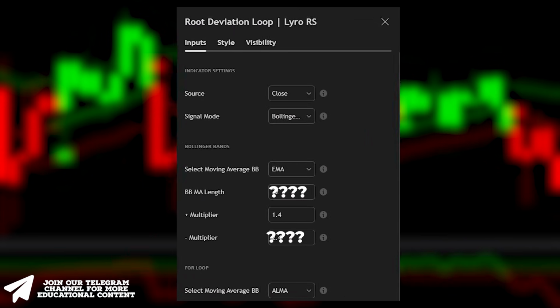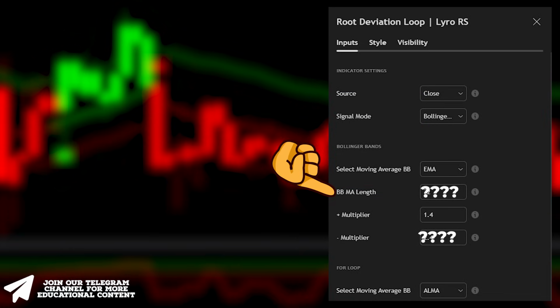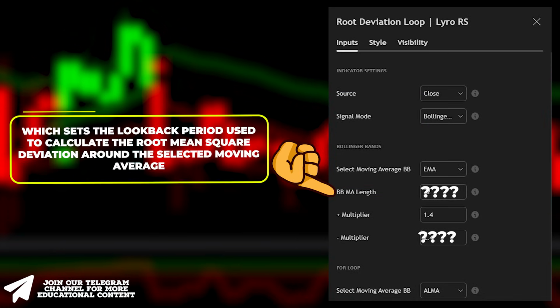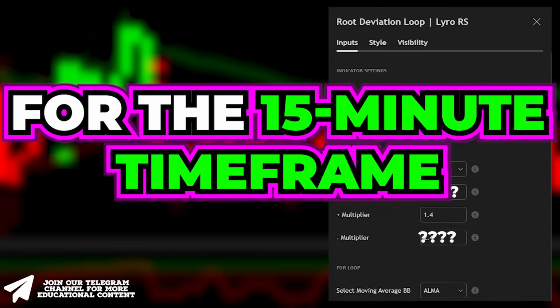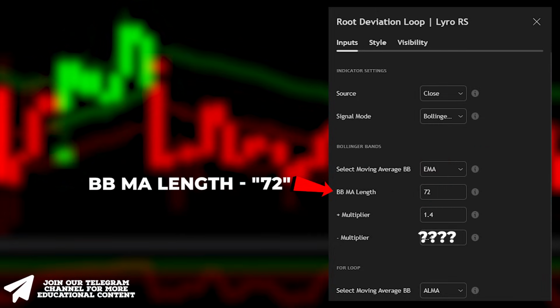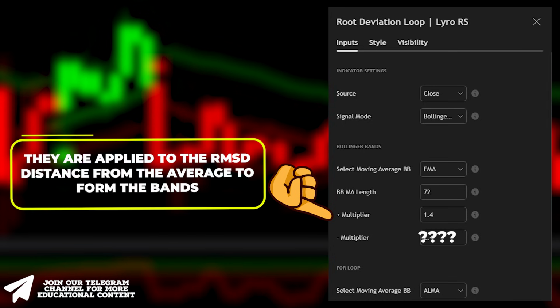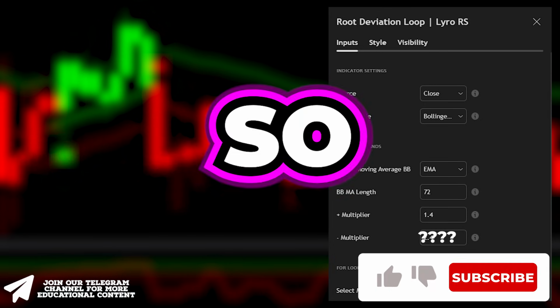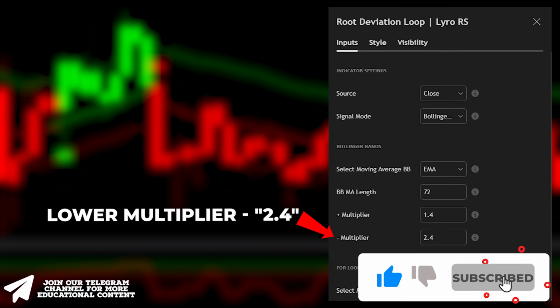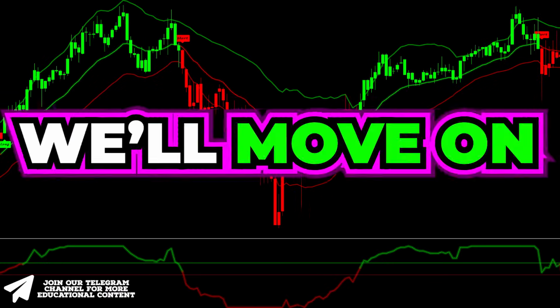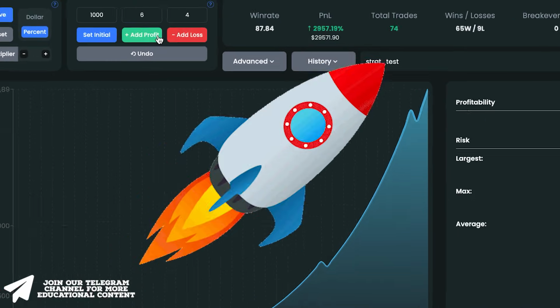With that, open the Inputs menu, where we'll be working with the Bollinger Bands group, since this is the mode we're using. First, we have the BBMA length, which sets the look-back period used to calculate the root mean square deviation around the selected moving average. For the 15-minute time frame, we adjusted the value to 72. Next, there are upper and lower multipliers applied to the RMSD distance from the average to form the bands. So, change the lower one to 2.4.